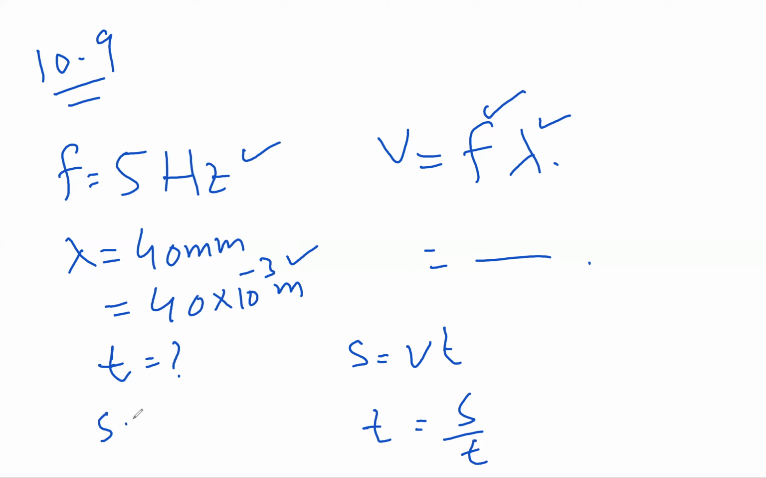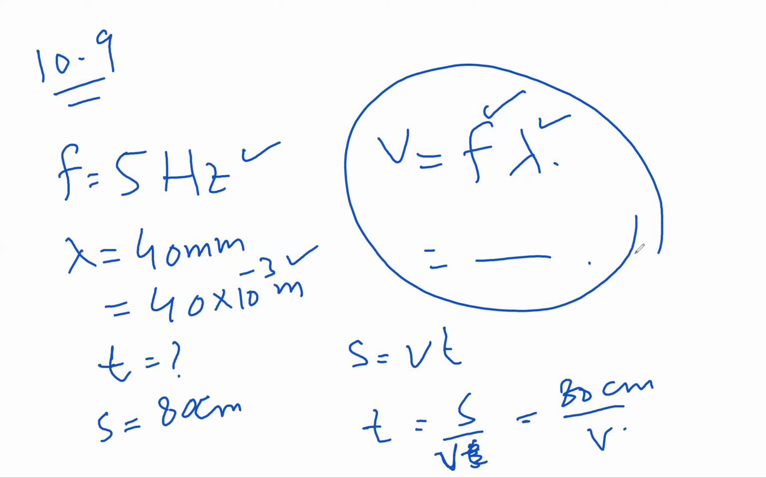Distance is 80 centimeter. So you will put the value 80 centimeter and divide by V. S is equal to Vt, so t is equal to S divided by V. So you will put the value of V that you get from this equation. Put that value in this equation and you will get the time.